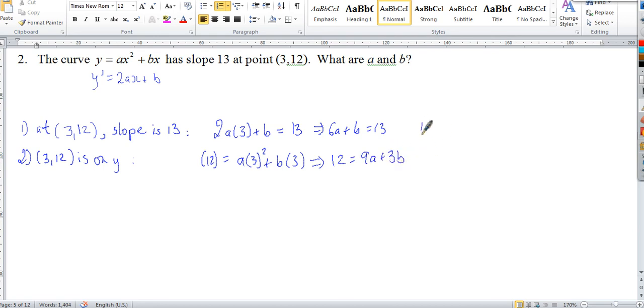Then I'm going to solve this one for b. b equals 13 minus 6a, and b equals to 4 minus 3a.